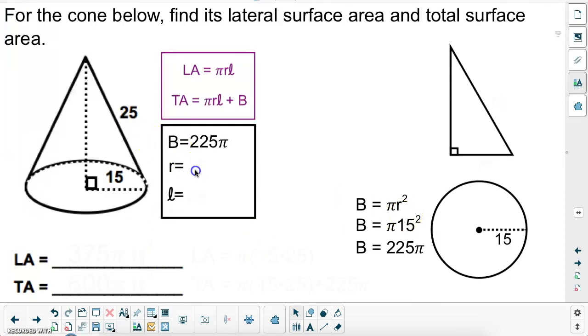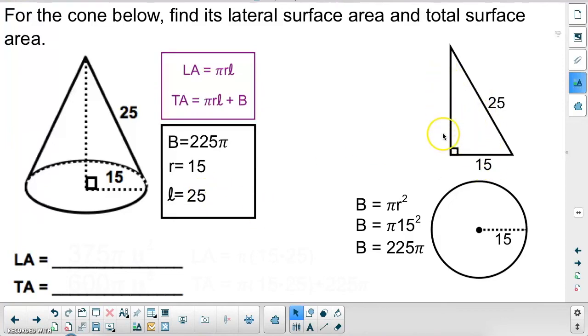We already know that our radius is 15 units. That's also going to be this bottom piece in our height triangle, a radius of 15. We see here in this right triangle, the hypotenuse of that right triangle is going to be 25. That represents the slant height along that cone. So we already know our slant height is 25. We could use Pythagorean theorem to find the height if we needed it.